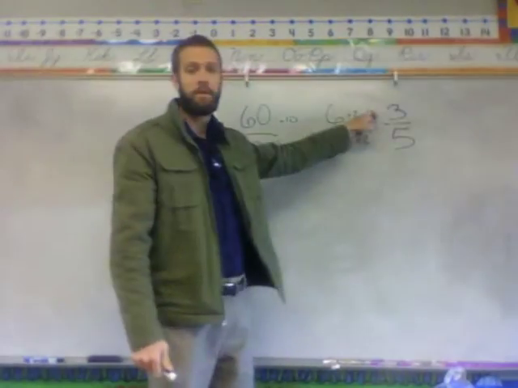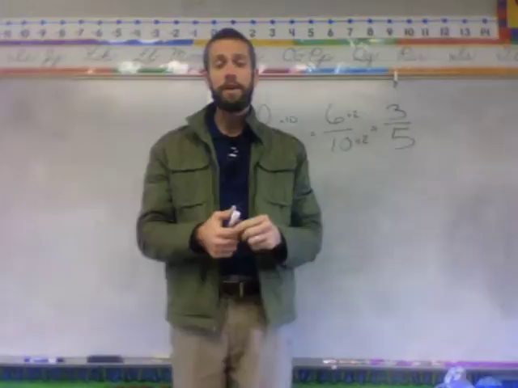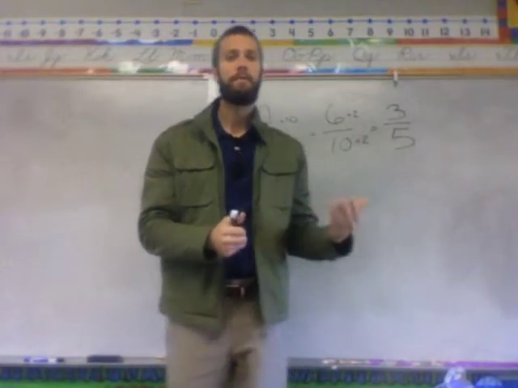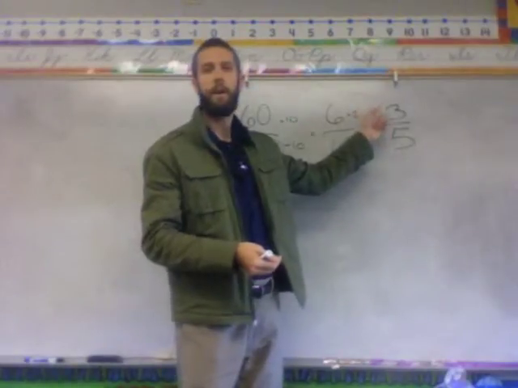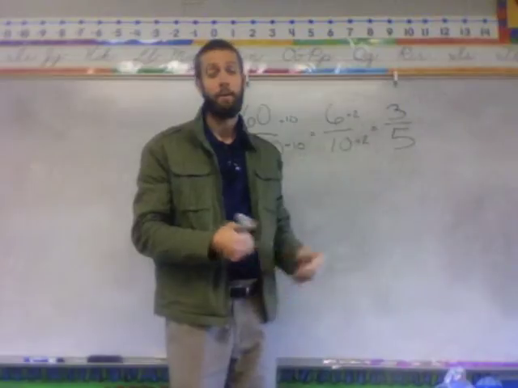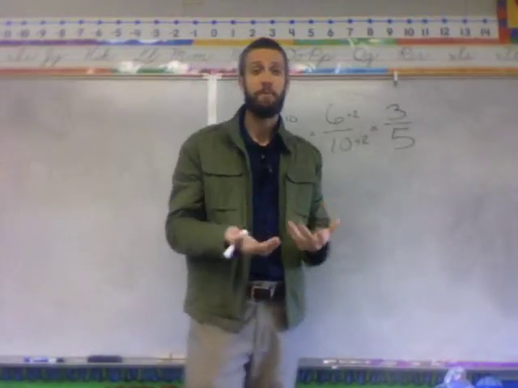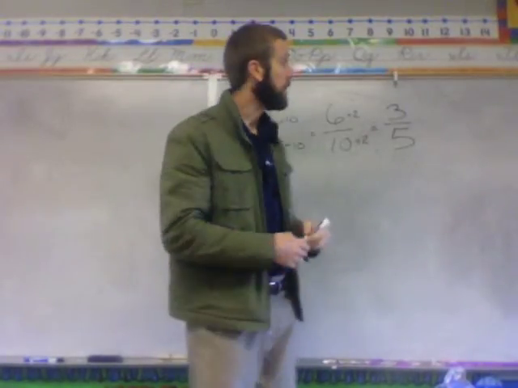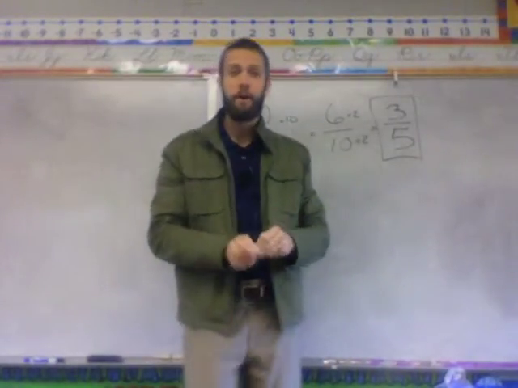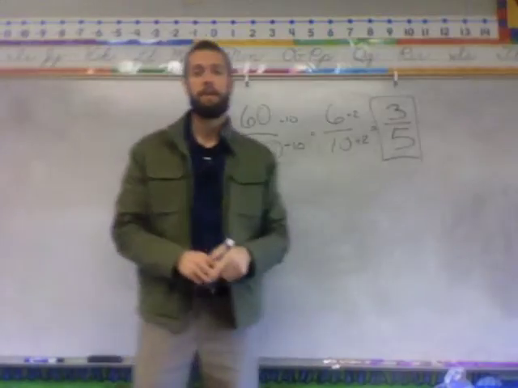Think about this, 3 and 5. You know you're done when their greatest common factor is 1. Well, what factors are in 3? 1 and 3. What factors are in 5? 1 and 5. What is their greatest common factor? 1. You know now that 3/5 is the lowest term for 60/100ths.